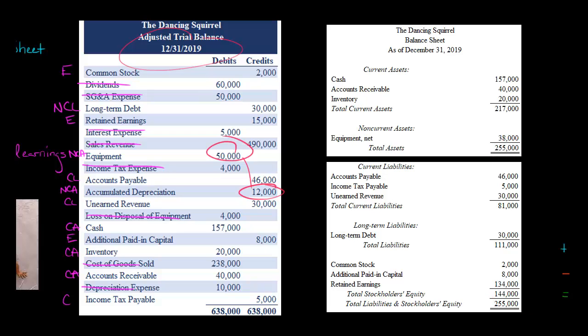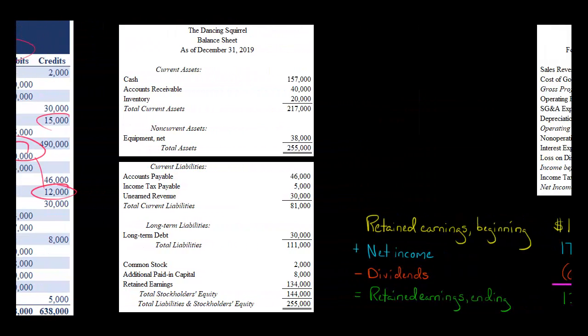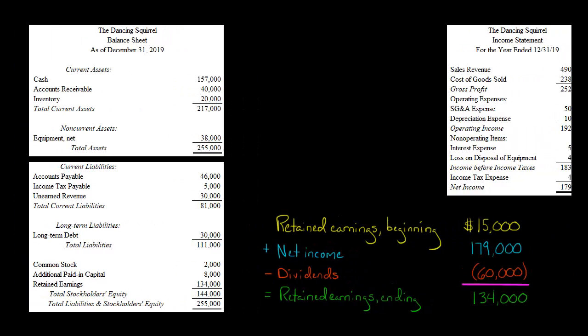Now, the difficult part, where you're saying, well, hey, where did you come up with this $134,000 for retained earnings? How did you get that number? Because here on the adjusted trial balance, it says $15,000 for retained earnings. Well, here's what we did. You take the beginning balance of retained earnings and you add any net income that the company had, or if it had net loss, you would subtract it, and then you subtract the dividends, and that will give you the ending balance. So here's the formula. Okay, here's the formula right here.